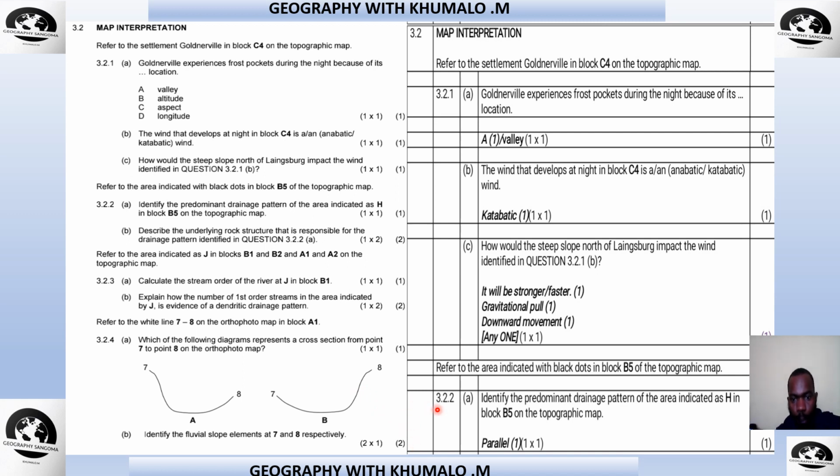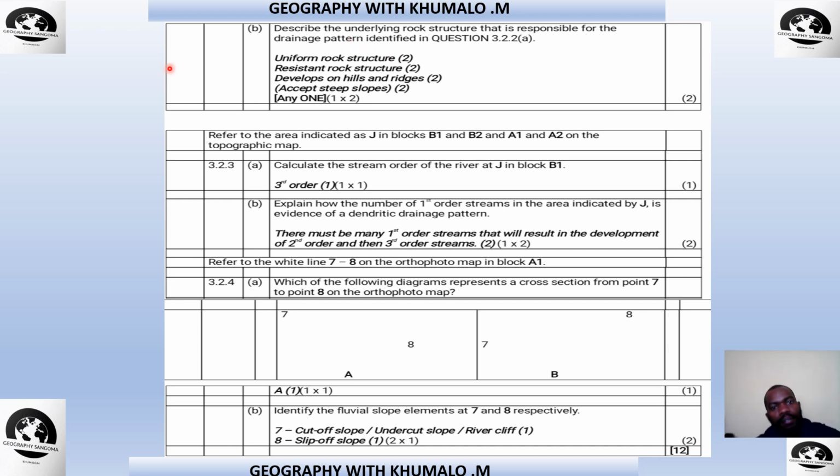Question 3.2.2, we are referring to the area indicated with the black dot in B5 on the topographic map. A says identify the predominant drainage pattern of the area indicated as H in block B5 on the topographic map. That was a parallel drainage pattern. B, describe the underlying rock structure that is responsible for the drainage pattern identified in 3.2.2.